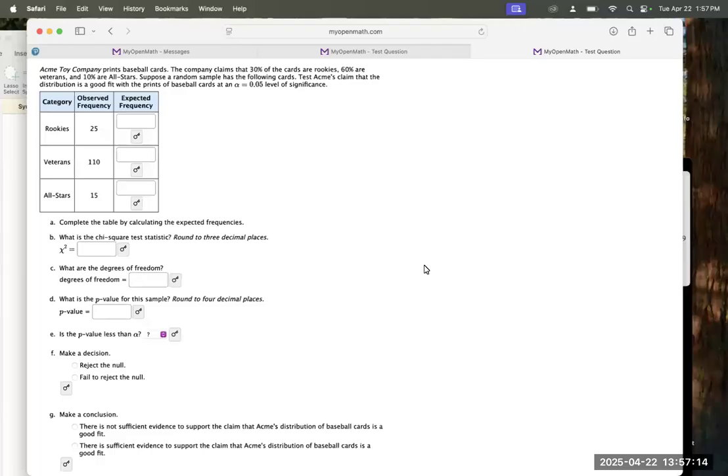Acme Toy Company prints baseball cards. The company claims that 30% of the cards are rookie cards, 60% are veterans, and 10% are all-stars. Suppose a random sample has the following cards. Test Acme's claim that the distribution is a good fit with the prints of baseball cards at an alpha equals 0.05 level of significance. So this type of problem is a goodness of fit chi-square test.